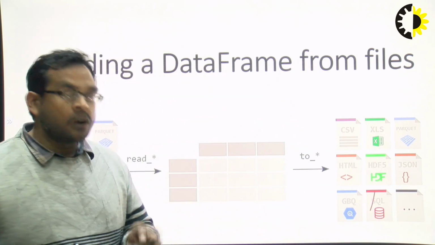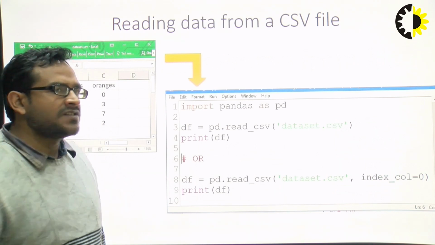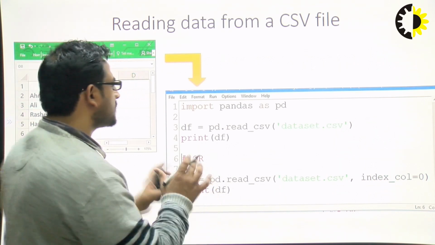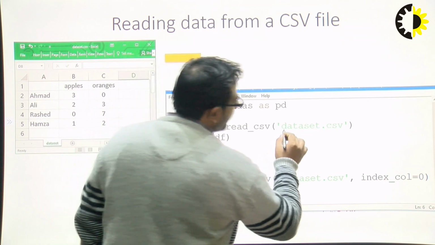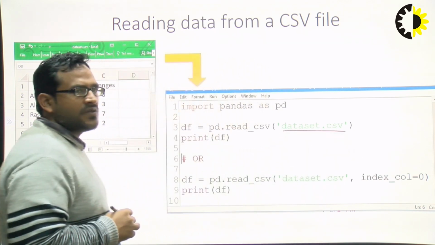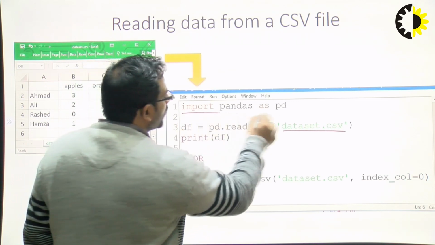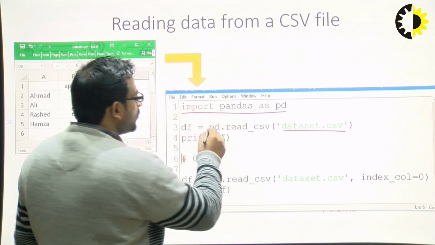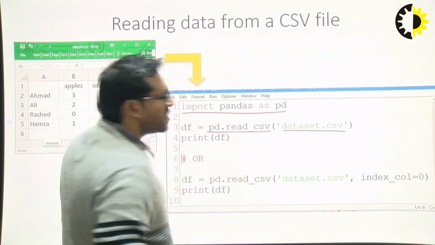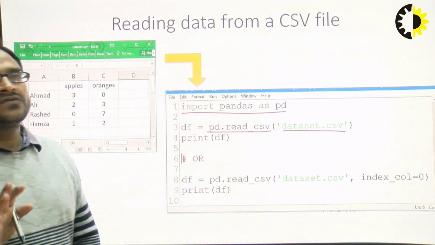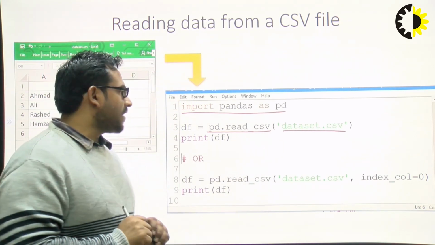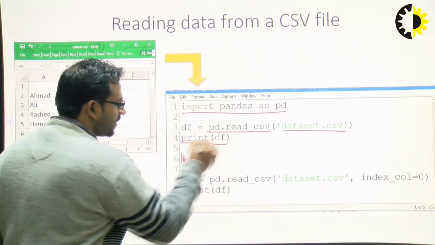Okay, how can we do this? One by one we can see here. This is the smallest example. I have a dataset which has some data, the dataset.csv file. So how can you import it? It is so simple. First you have to import pandas. Then after that you can just write pd.read_csv. read_csv is a function which is used to read the CSV file. And after that you can just print the data frame.